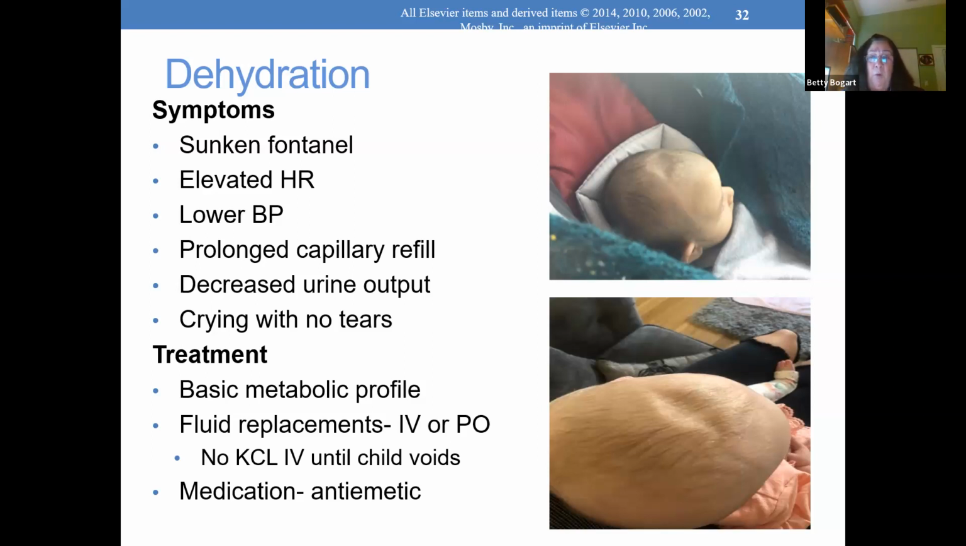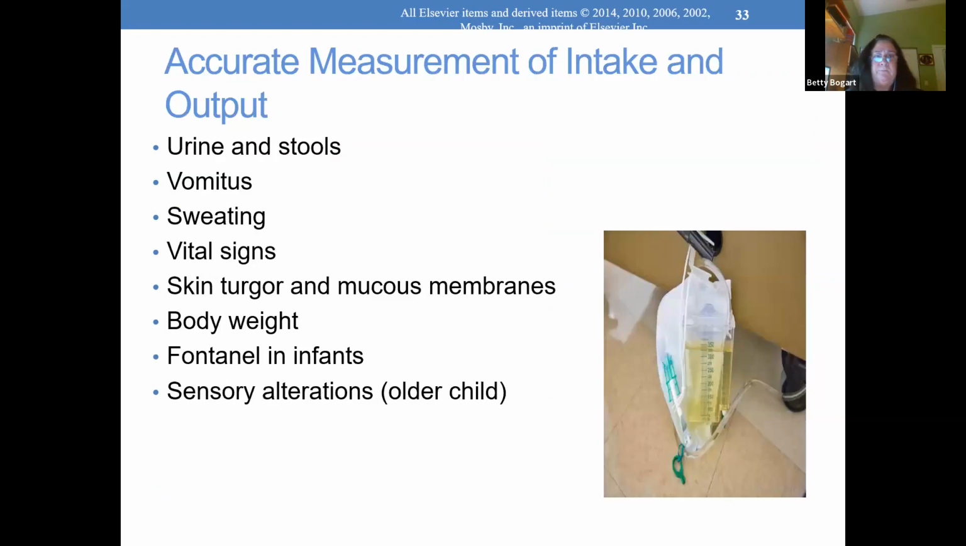Always remember, if we're bolusing fluids, it is never, ever, ever with dextrose or any potassium. It must be normal saline, Ringer's lactate even can be given. And these children, unless we have a potassium on our electrolytes, no potassium can be added to an IV until they urinate. We're protecting kidneys here, okay? Also, if they're vomiting, of course, we're going to give an antiemetic to try to stop it.